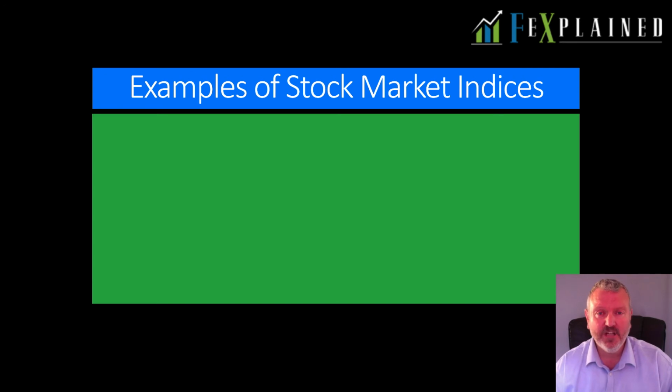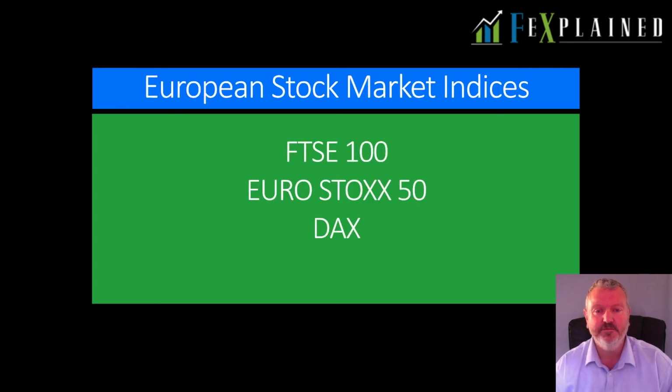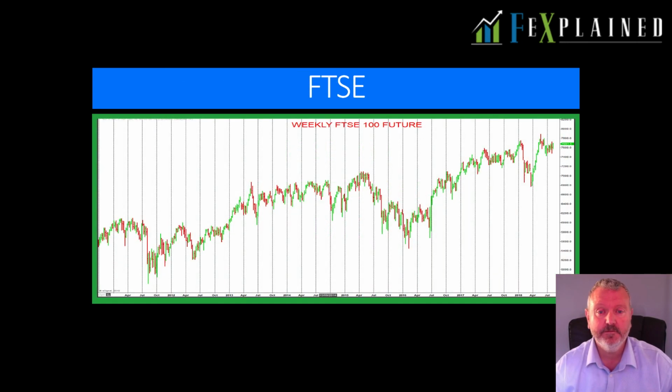Let's take a look at some examples of stock market indices or averages. So in Europe we have the FTSE 100 for the UK, the Euro Stoxx 50, the largest 50 stocks in the whole of Europe. And then we have the DAX being the German stock market average. And here we have an example of a European index, the weekly chart for the FTSE 100 future.